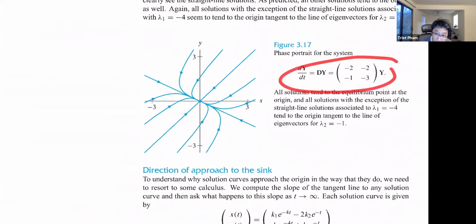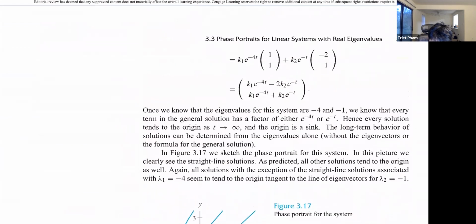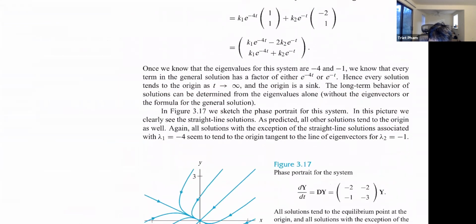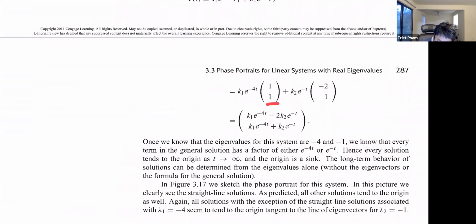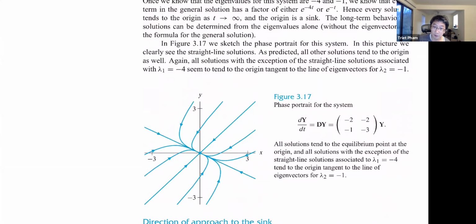So this system: lambda 1 is minus 4, lambda 2 is minus 1, so that's a sink. Okay, did they compute the eigenvalues for us? Here the eigenvalues are (1, 1) and (minus 2, 1). It's a sink, so which direction would dominate, this or this, as t goes to infinity? Which one is the asymptotic? Yes, this one, minus 2, 1, the slanted one. Clearly, see? Okay.